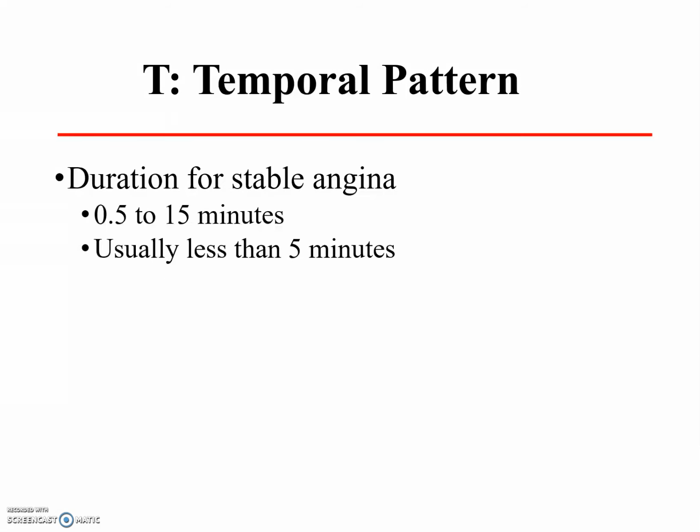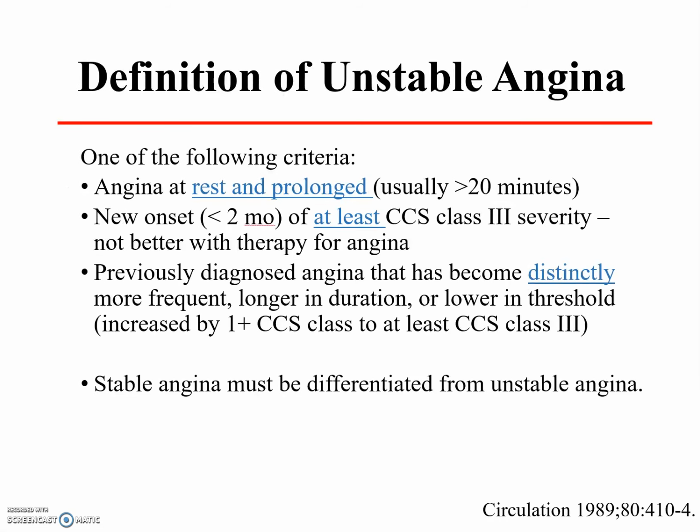The T stands for temporal pattern, so the duration or the time that the stable angina lasts. Typically, it's usually less than 5 minutes, but it can range from half a minute to 15 minutes. If it's more than 15 minutes, certainly if it's at rest, we are concerned for an acute coronary syndrome. So unstable angina is one of the types of acute coronary syndromes, and we'll be talking about that tomorrow.